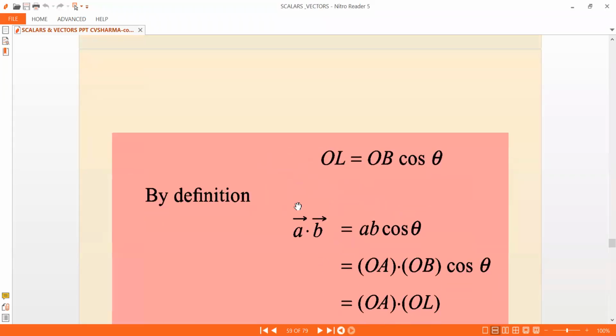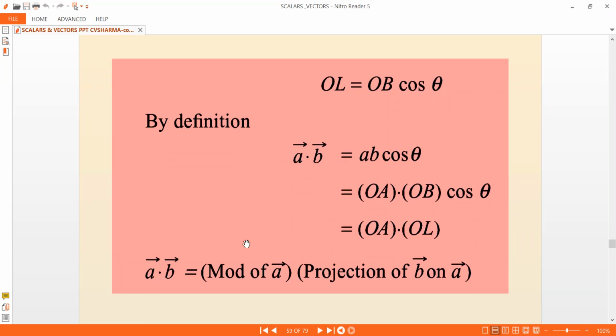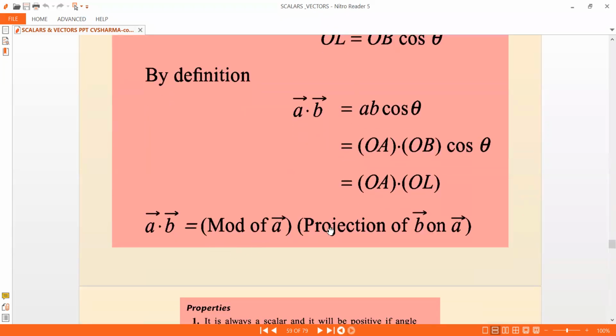We move on to the case OL is equal to OB cos theta. By definition, a bar dot b bar is AB cos theta. So that is b cos theta, that is OA times OL. So a bar dot b bar is modulus of a bar multiplied by the projection of b bar on a bar. This is what I just told you. So that perpendicular length OL is nothing but the projection of b bar on a bar multiplied by modulus of a bar. That is what the dot product is.